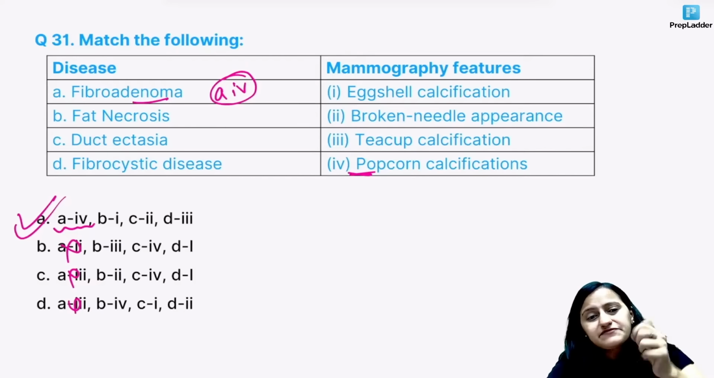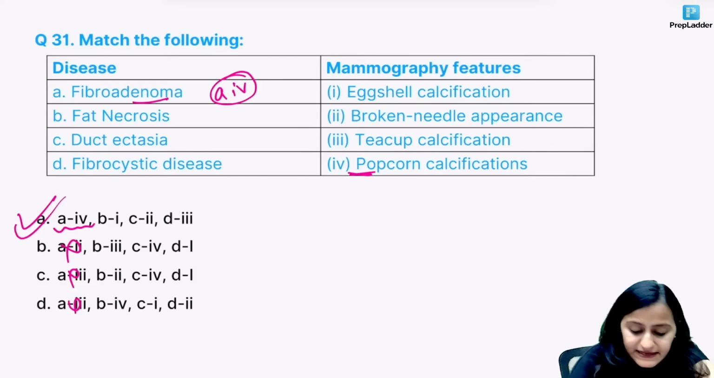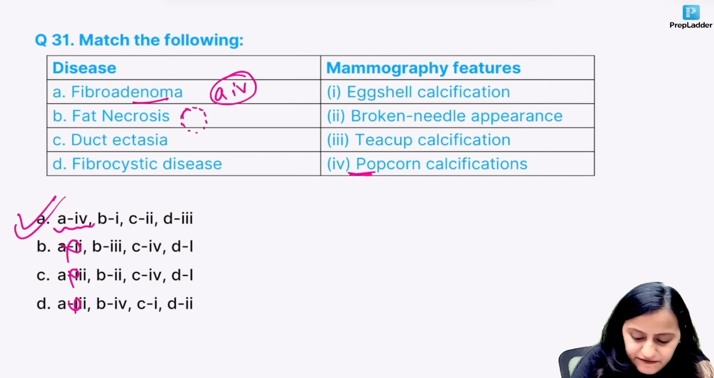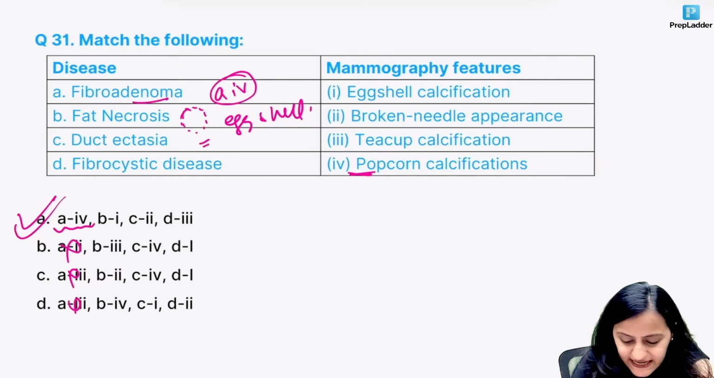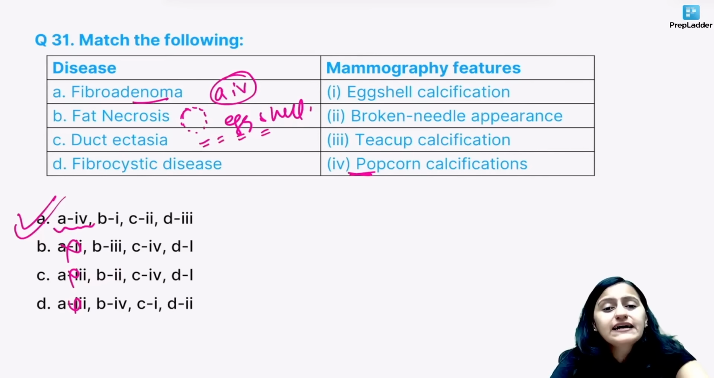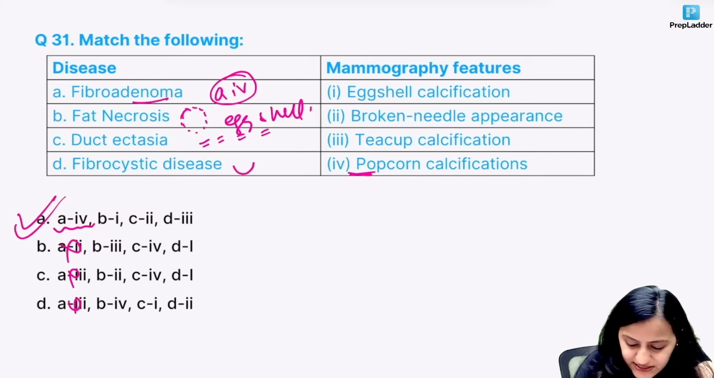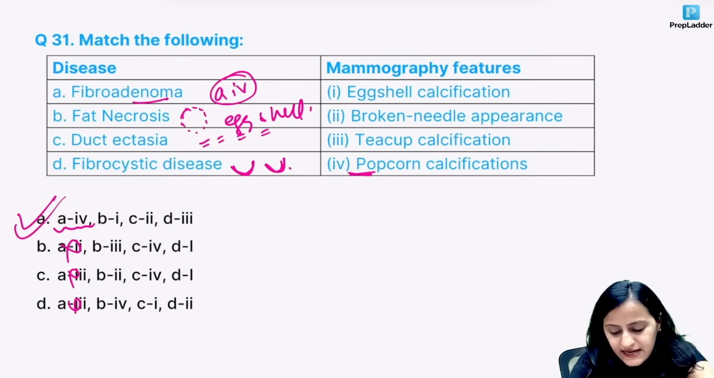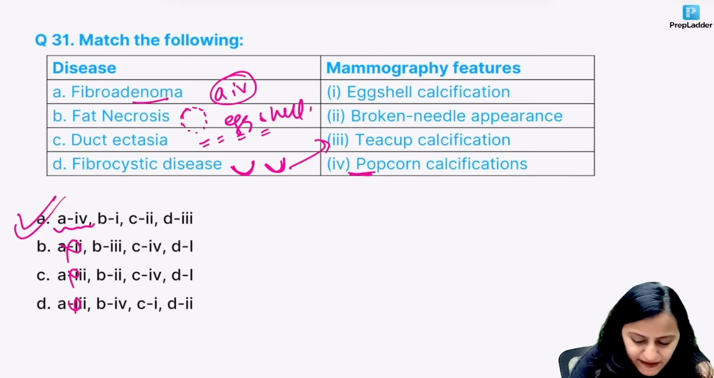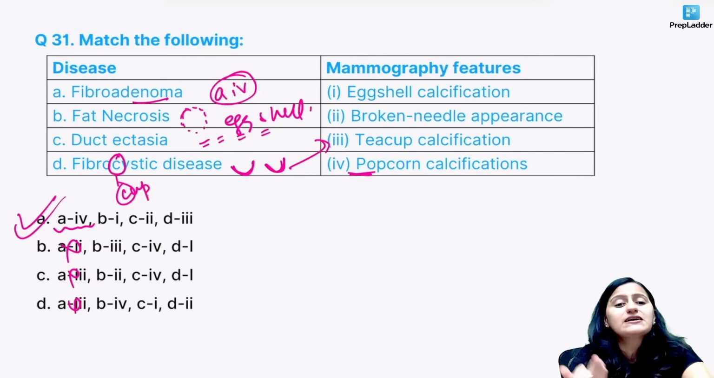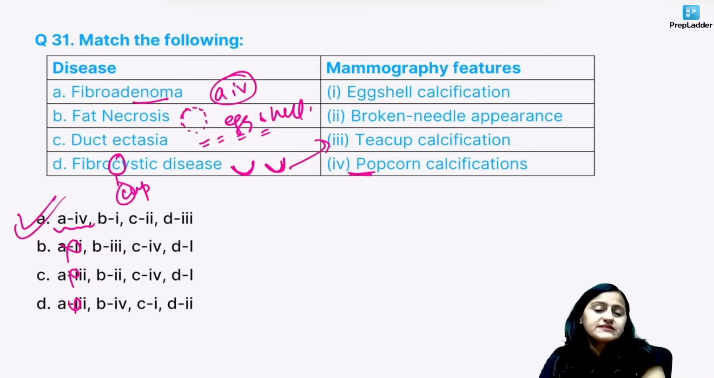So popcorn calcification, fibroadenoma. Fat necrosis, remember, shows peripheral calcification like an eggshell. Ductectasia, the dilated duct, gives the broken needle calcification. And fibrocystic disease has the teacup calcification. So remember, fibrocystic, C for C. The teacup calcification is what you have in fibrocystic disease. Popcorn calcification, very important, remember, is fibroadenoma.